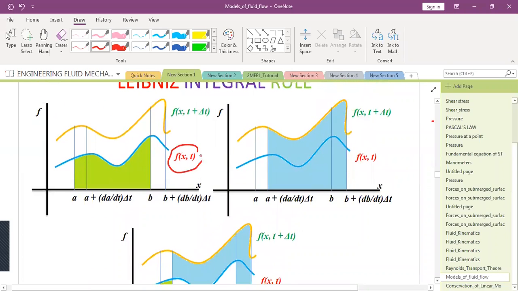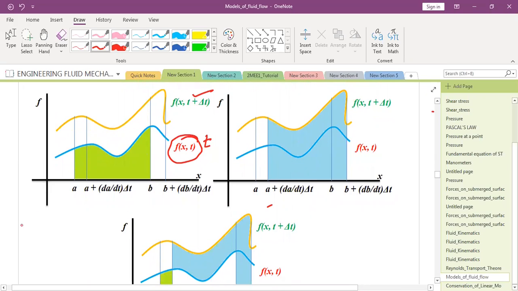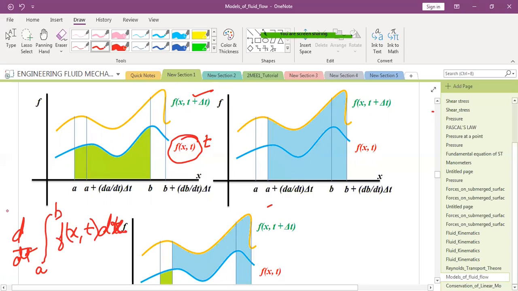Say f(x,t) was the function at some time t. After some time delta t has elapsed, that is at total time t plus delta t, this is where the function is. So if I want to now evaluate, as I did for the previous case, what should I write down? d by dt of the integral from a to b of f(x,t) dx. Is that clear? Yes sir.